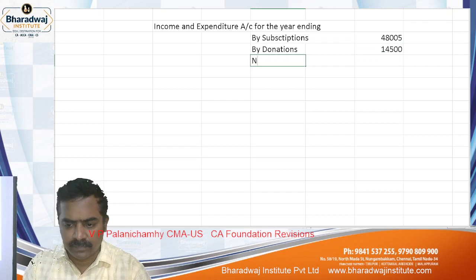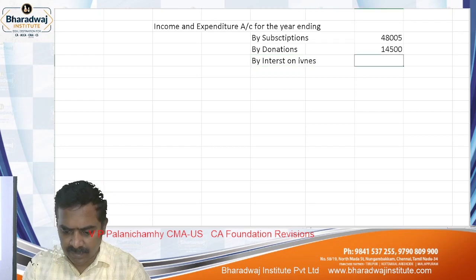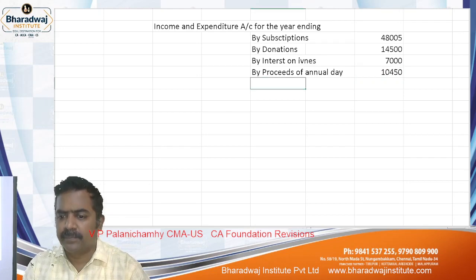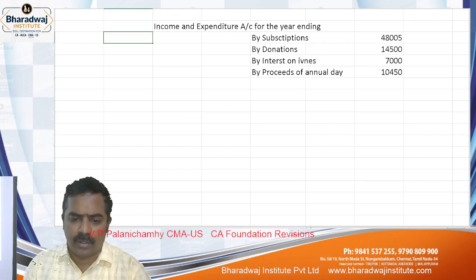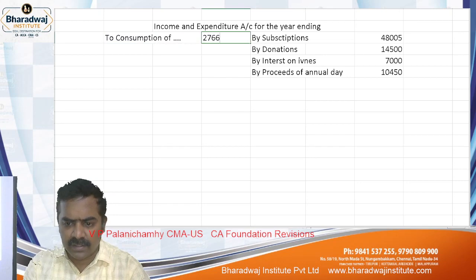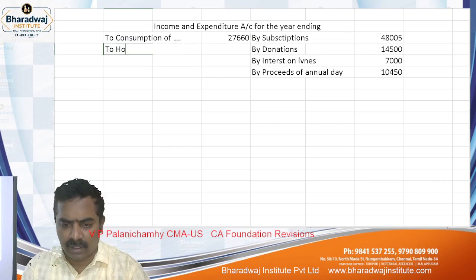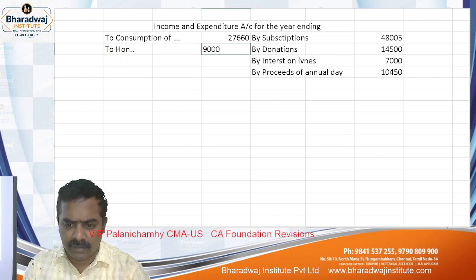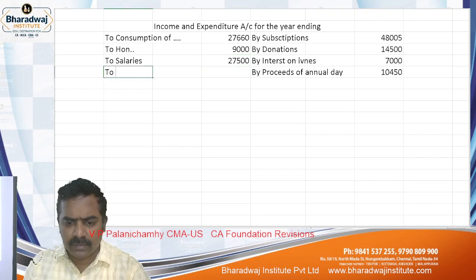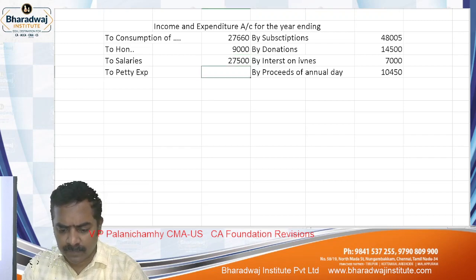Then by interest on investments, 7,000. Then by proceeds of annual day, 10,450. Then expenses: to consumption of medicines, 27,660. Then honorarium to secretary, how much? 9,000. Then salaries, no outstanding, 27,500. Then petty expenses, how much? 460.